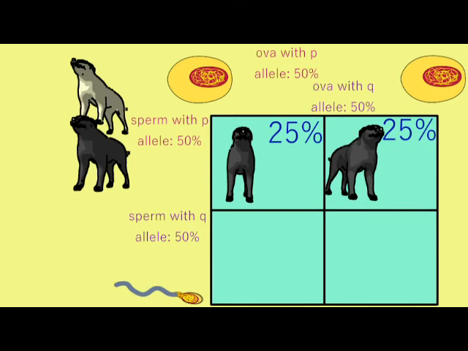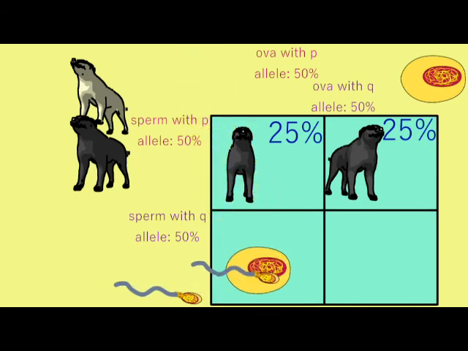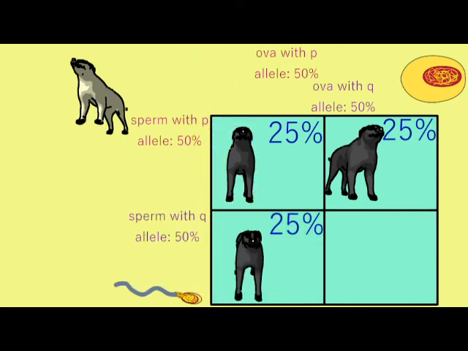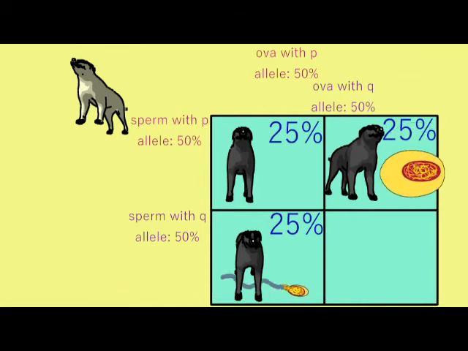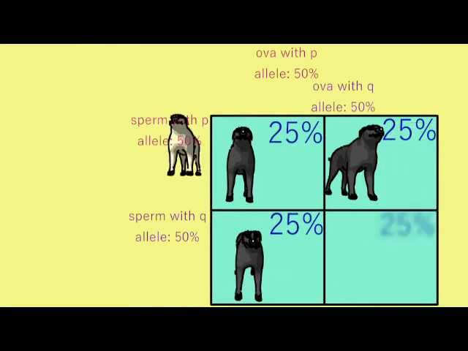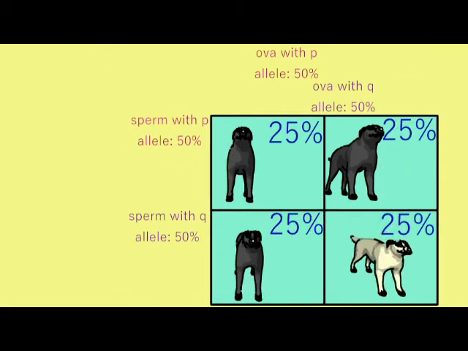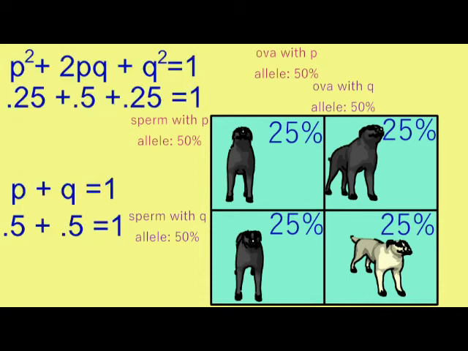And thus, P squared, the number of homozygous P individuals, 2PQ, the number of heterozygotes, and Q squared, the individuals who are homozygous for the Q allele. This equals 100% of the population, just as the sum of the frequency of the P and Q alleles equals 1, 100% of the alleles of the population.